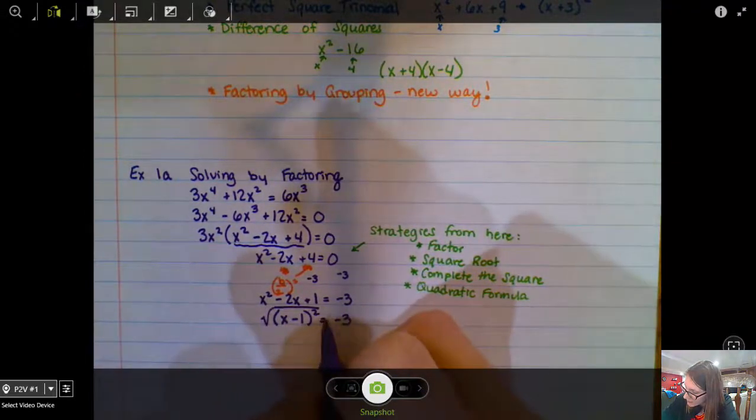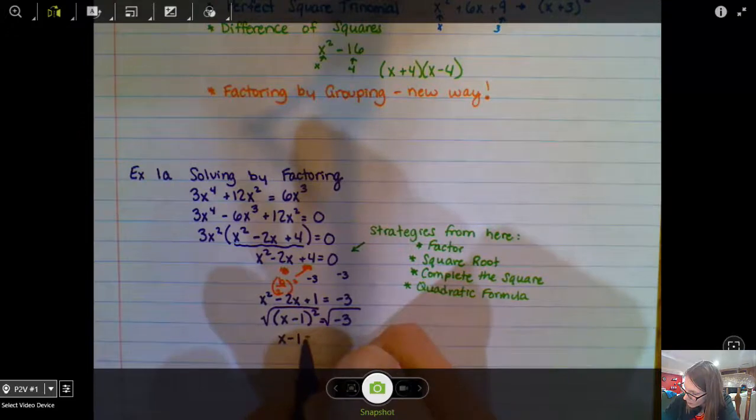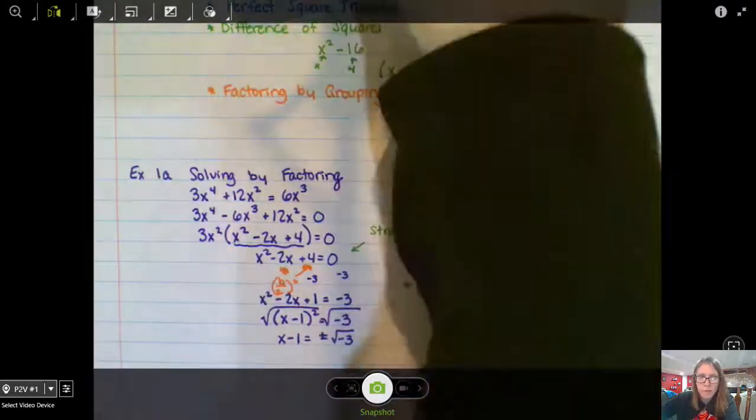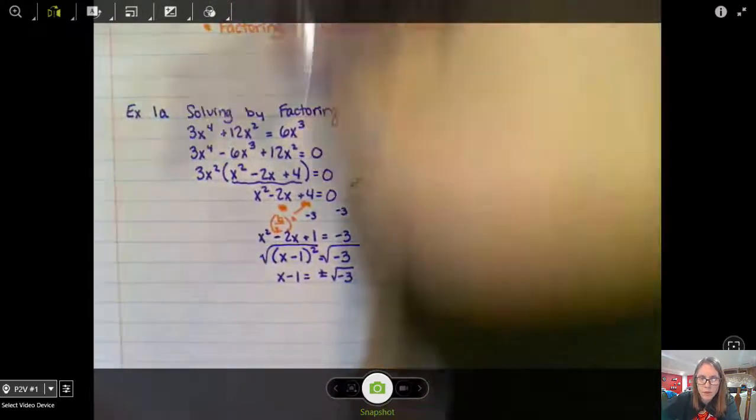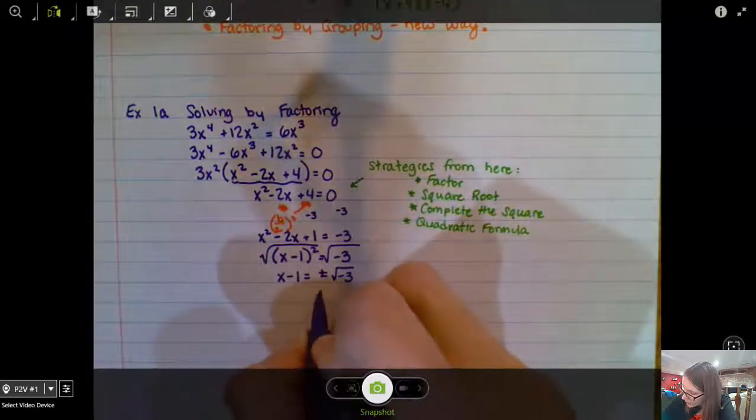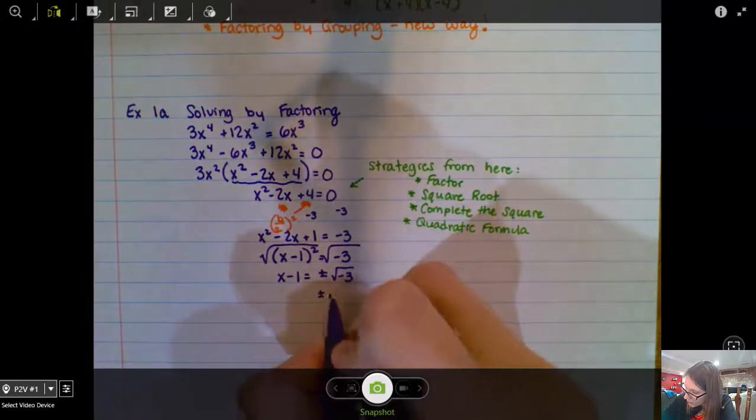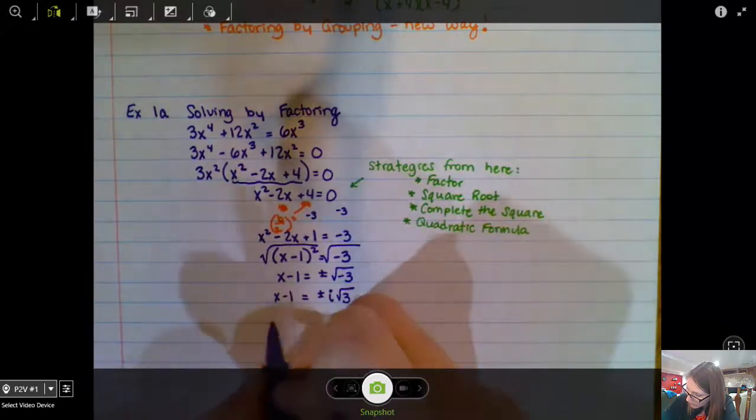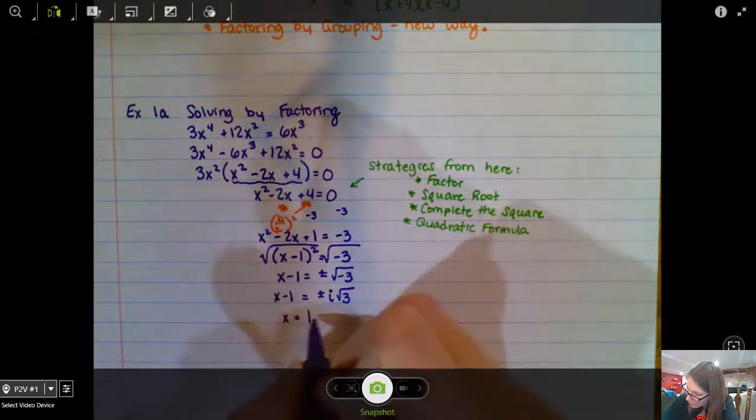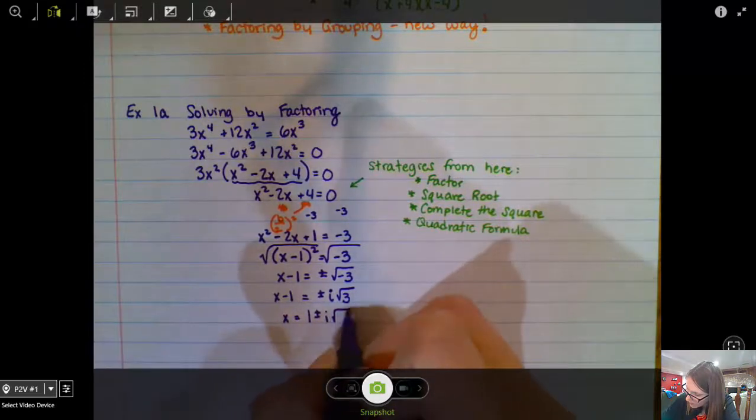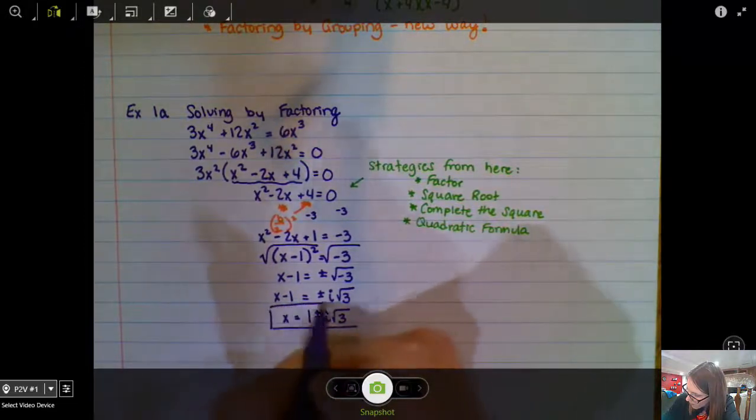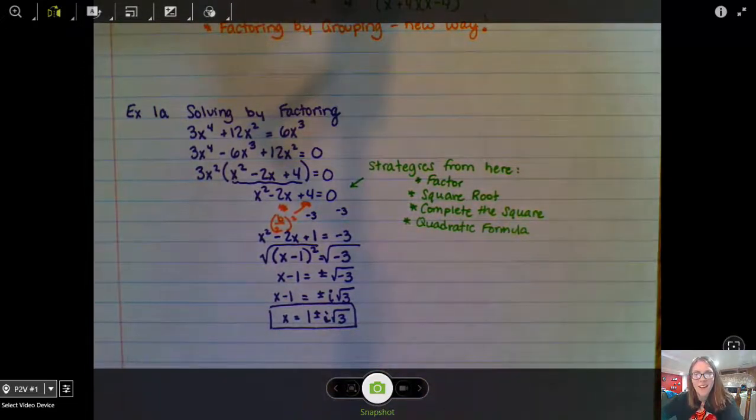Square root both sides. x minus 1 equals plus or minus the square root of negative 3. Well, the square root of negative 3, we have the negative underneath, so we bring the i out. Add 1 to both sides, and we get x is 1 plus or minus i square root of 3. Right. Quite a bit of work here.